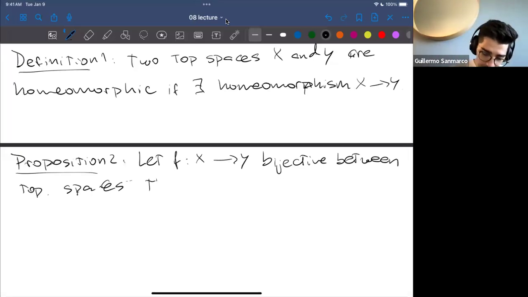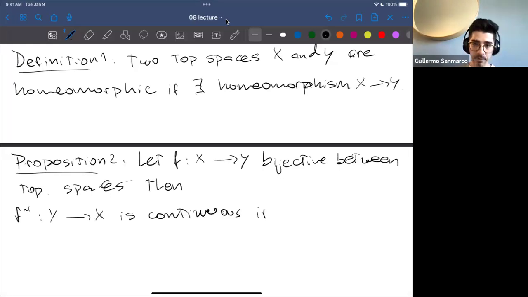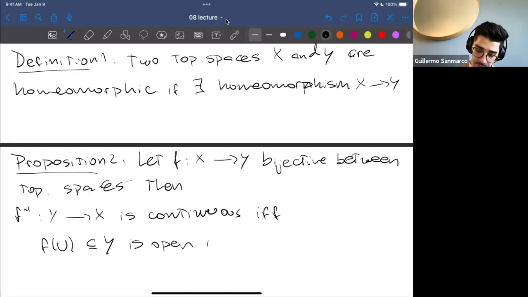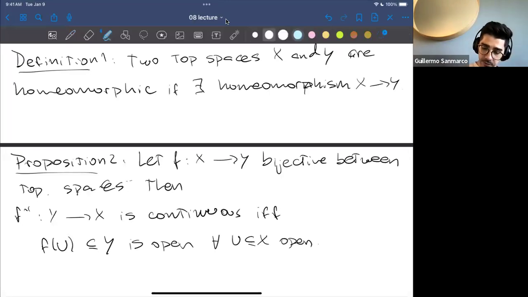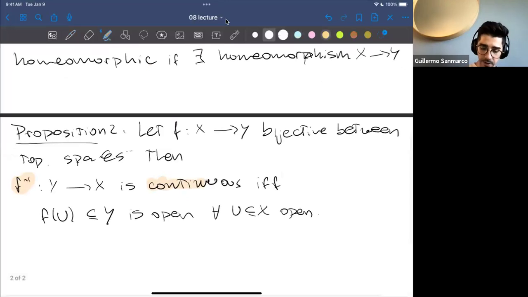Then the inverse map, f inverse from Y to X, is continuous if and only if f(U) is an open subset of Y whenever U is open in X. So for all U inside of X open. I'm talking about continuity of the inverse here, and you can just measure that using open sets in X.